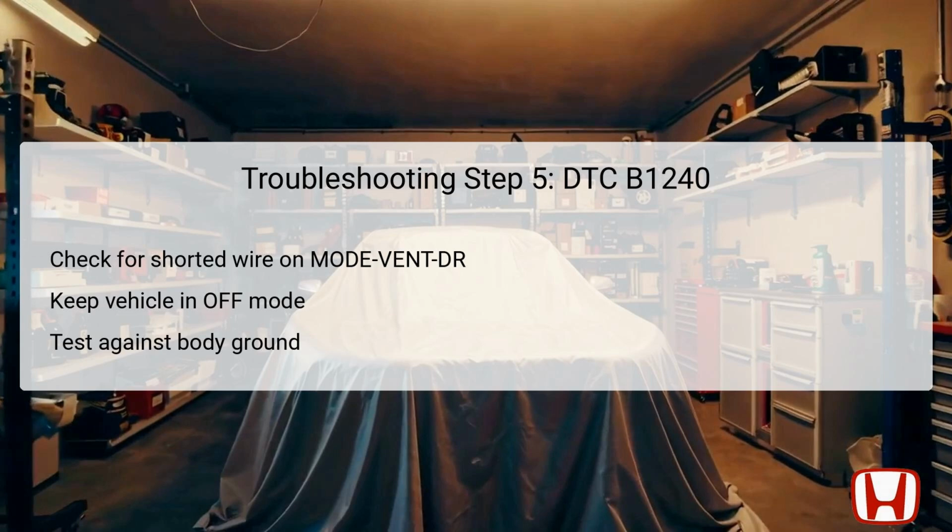A finding of continuity signifies a short to ground in the mode vent DR wire, requiring timely repair to restore circuit integrity. Conversely, if no continuity is present, it confirms that the mode vent DR wire is likely functioning without issue. Accurate checks can help swiftly narrow down wiring issues affecting the mode control motor circuit.